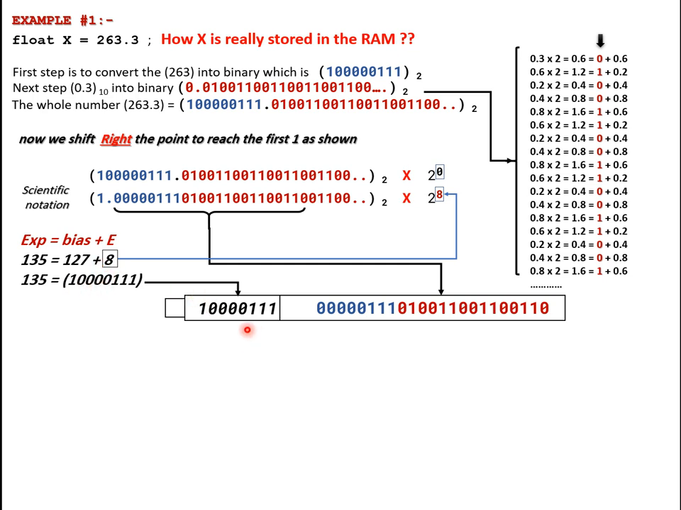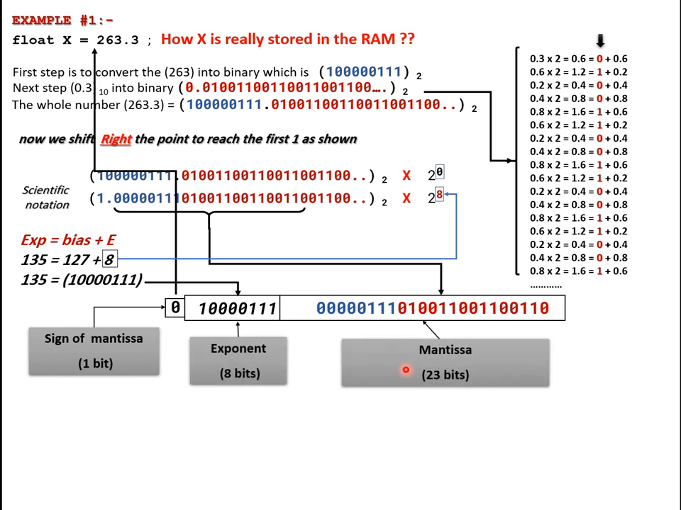See, this is our exponent, and this is our sign. Our sign we can check from this one. In this case, this is positive. That means we will put it as 0. So this is how it will be stored in memory. But as you can see, check, this is the mantissa, which is 23-bit. This is the exponent, 8-bit, and this is the sign of the mantissa, which is 0.